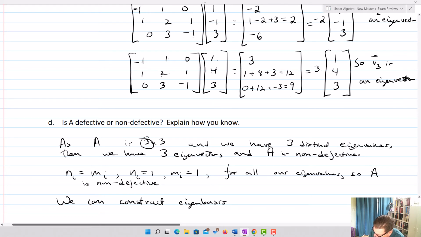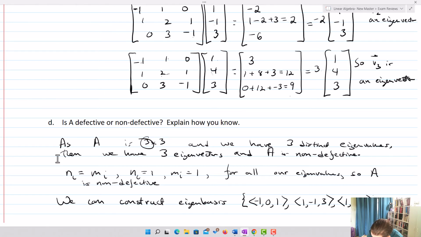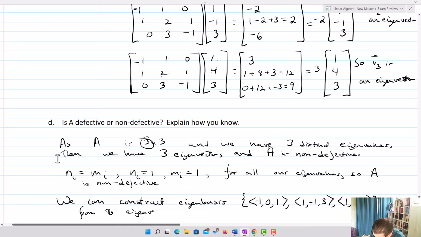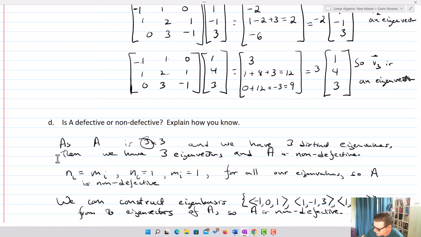We can construct an eigenbasis, and that eigenbasis is going to end up being our eigenvectors. So it's going to be -1, 0, 1, comma 1, -1, 3, 1, 4, 3 from the eigenvectors of A. So A is non-defective. Yay. So, yes, A is non-defective. Essentially how you know that is because since A is 3 by 3, if we have 3 eigenvectors, then in fact A is going to be non-defective.